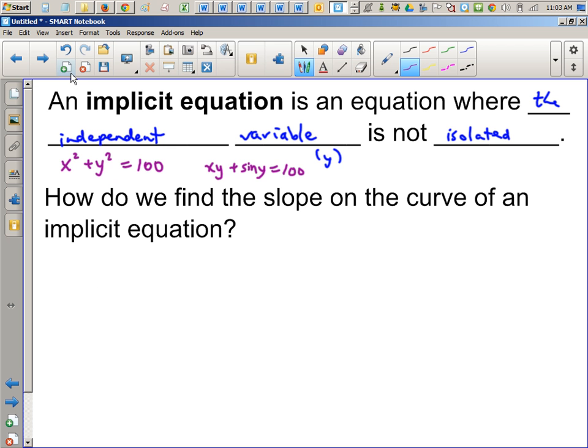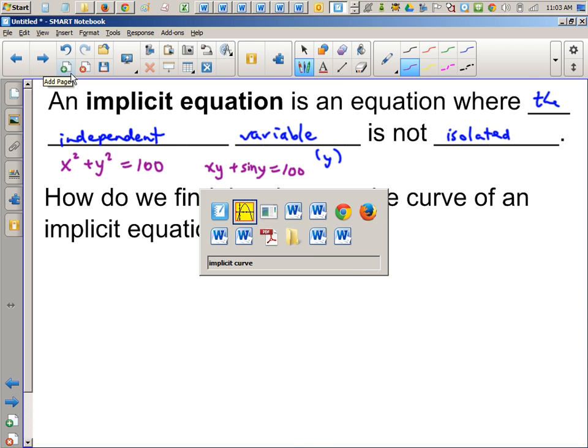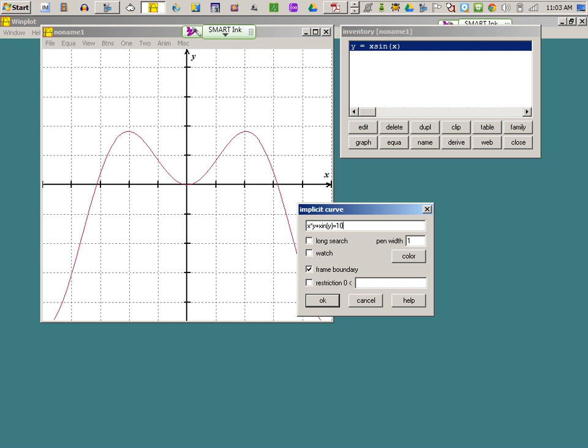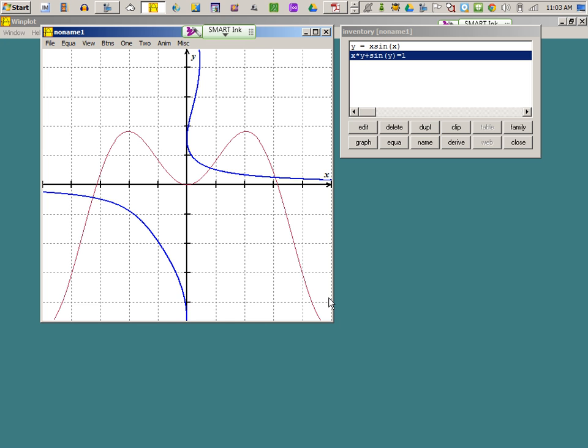X times y plus sine y is equal to, what did I have? I can't remember. X y plus sine y equal 100. Let's just make it equal to 1. But it doesn't say sine. It says sin. And let's do a pen width 2. That's a goofy looking curve. It's not even a function, is it? Well, no wonder we couldn't isolate y.